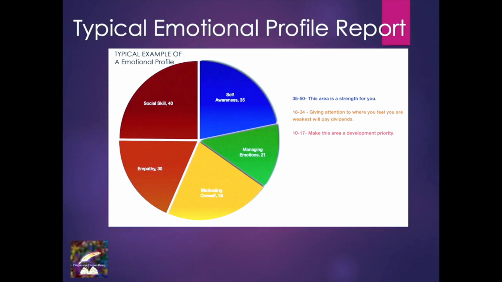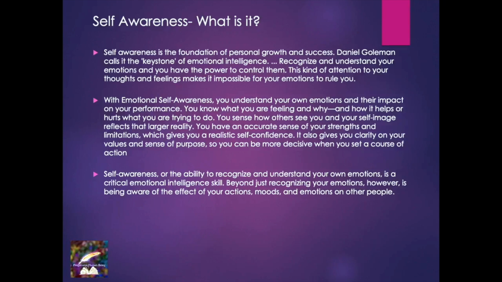Let's just briefly discuss the definitions of each one of these 5. Self-awareness. What is self-awareness? Self-awareness is the foundation of personal growth and success. Daniel Goleman calls it the keystone of emotional intelligence. A lot has been written and spoken about in recent times about emotional intelligence. Recognize and understand your emotions and you have the power to control them. First is recognizing and understanding where you are.